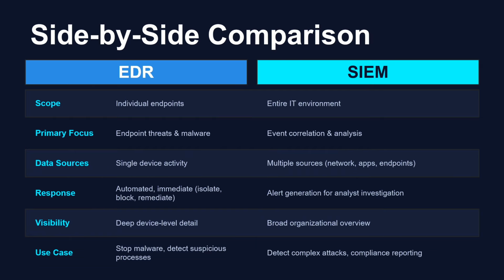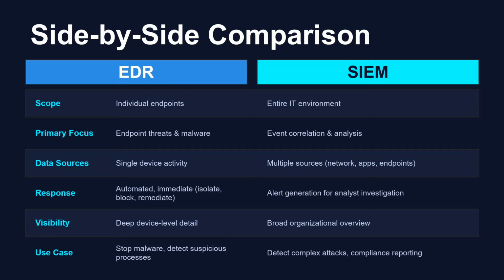Now let's look at some side-by-side comparisons. While EDR protects individual devices, SIEM monitors your entire environment, including systems, network devices, and every application. EDR is focused on endpoint threats, such as malware, suspicious processes, and file modifications, whereas SIEM is about connecting the dots across different systems to detect complex attack patterns. Now, EDR gets its data from a single device, the one it's installed on, whereas a SIEM will collect data from hundreds or thousands of sources, coming from firewalls, servers, cloud services, databases, and yes, even your EDR endpoint detection response agents.